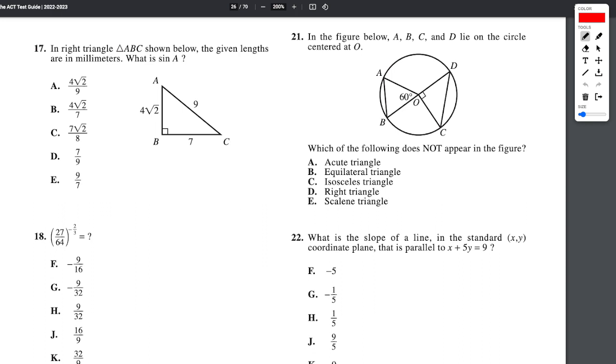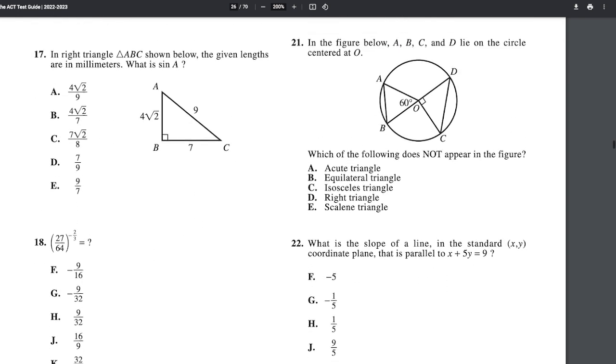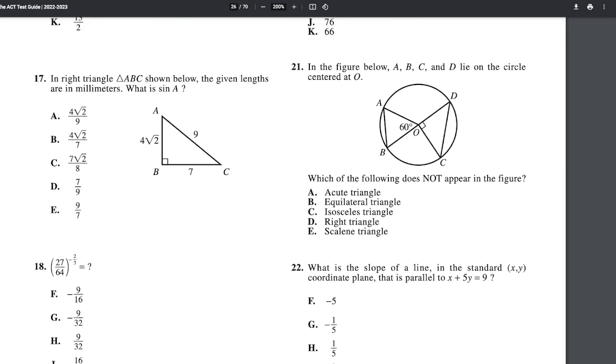Number 21. So for 21, they're just asking which of the following does not appear in the figure. Let's see what is not in the figure. An acute triangle is anything less than 90 degrees, but this is an equilateral, 60 degrees triangle.